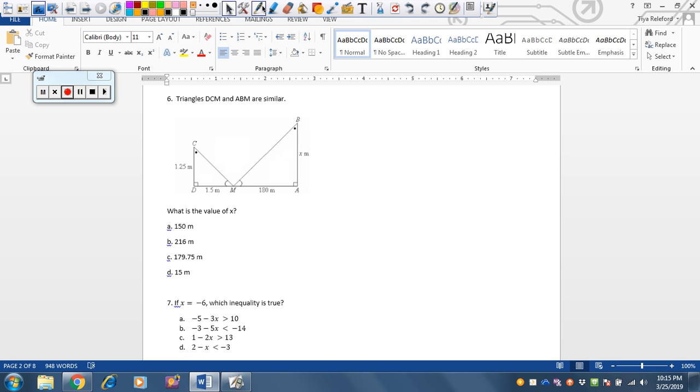Number 6 is again similar figures. You're going to need to color code the 2 triangles. Once you get that done, you can set up your proportion.